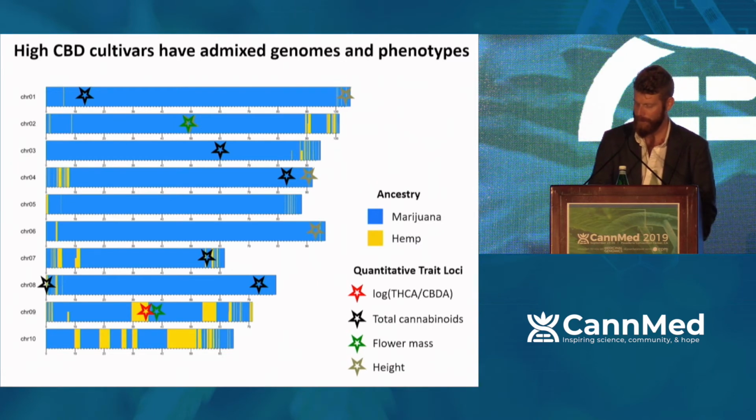I also colored the chromosomes according to their ancestry. Regions of the genome inherited from marijuana ancestors are colored in blue. Regions inherited from hemp ancestors are colored in yellow. We can see that the CBDRX genome is about 90% marijuana derived and about 10% hemp derived. So just as high CBD plants have mosaic phenotypes, they also have mosaic genomes.